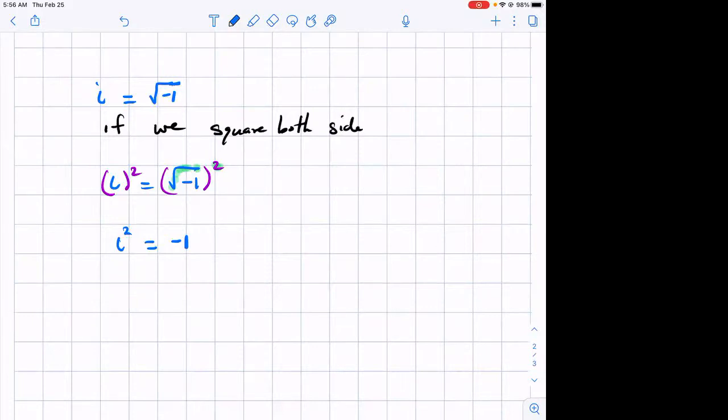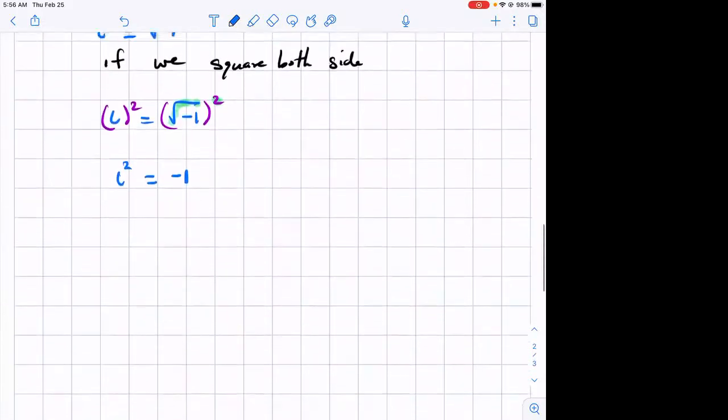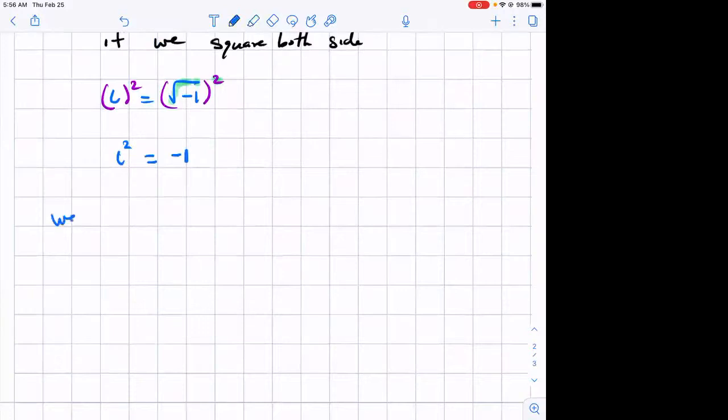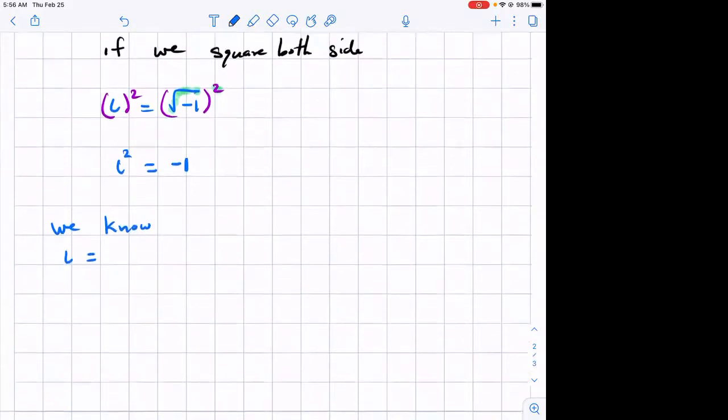So we're sort of building here, right? So now we know i is equal to just i, which is equal to the square root of -1. We know i squared is now equal to -1.